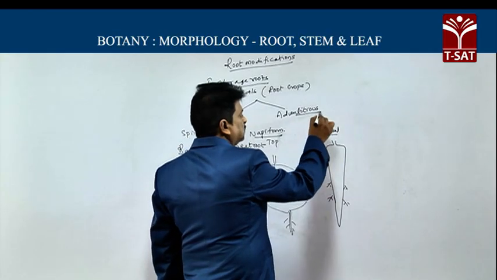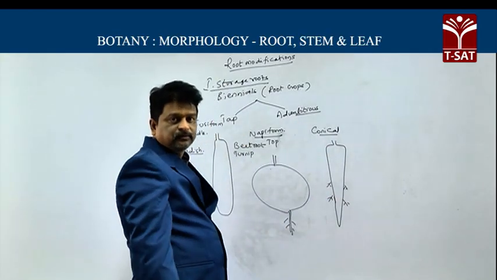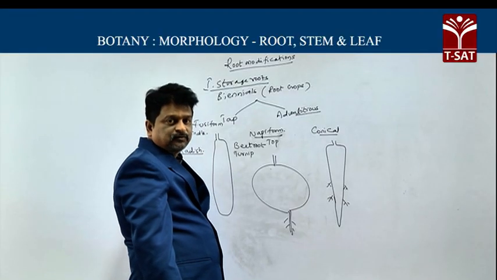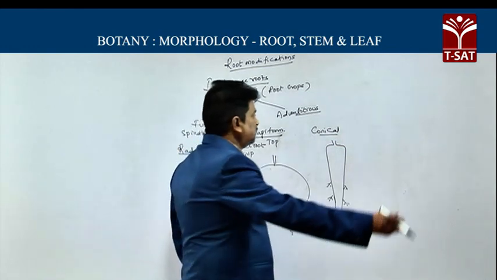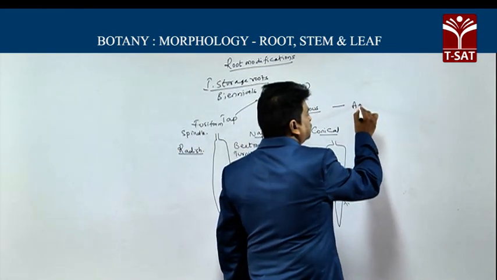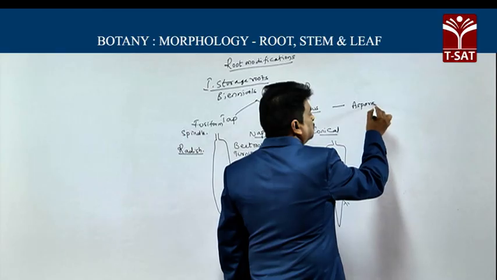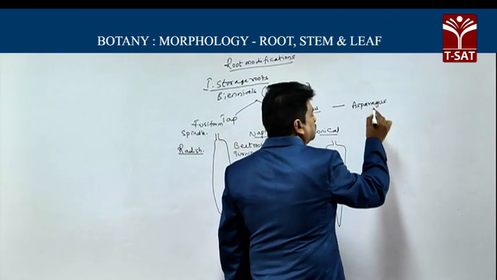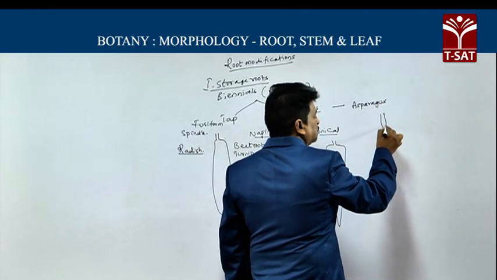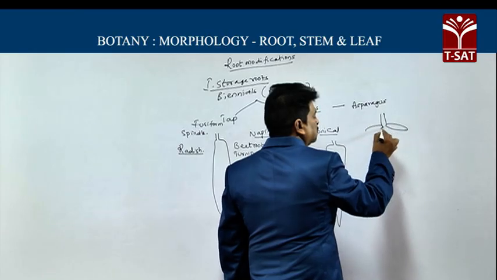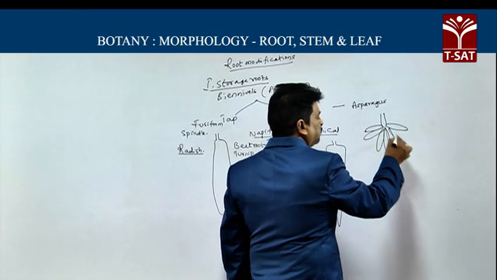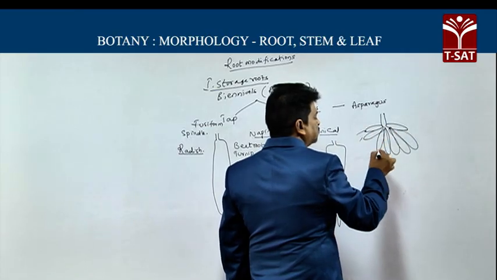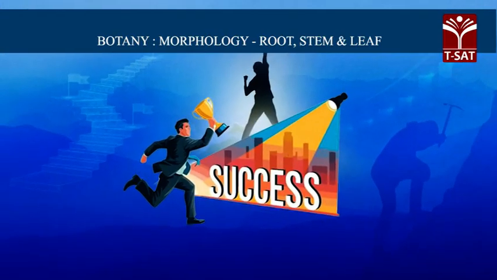Second one, adventitious roots. Even adventitious roots store food in some plants. Example for this, asparagus. Actually, in asparagus, these adventitious roots are produced in a bunch or a group. Bunch or group is called fascicle. Hence, it is called fasciculated roots.